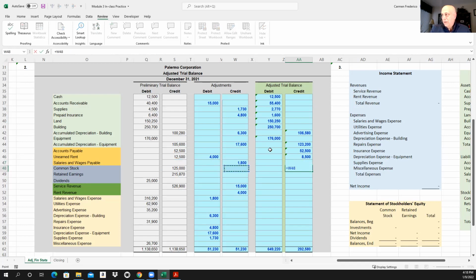Common stock, we still have $125,000. Retained earnings, we still have $215,870, and dividends, $25,000. We didn't make any adjustments to those.